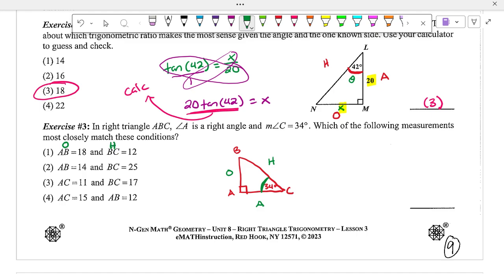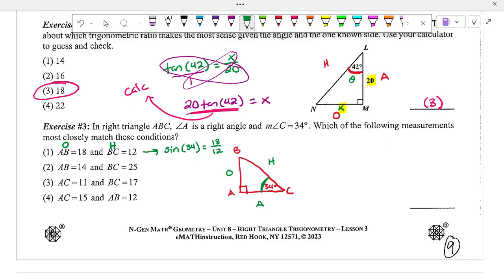So, what trig function should I use? Sine. So, we're going to check to see if sine of 34 is equal to 18 over 12. So in your calculator, put in sine of 34, or you can look at your trig table, and then put 18 over 12 in your calculator and see if it matches up.